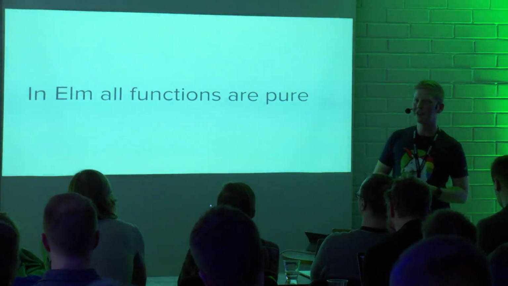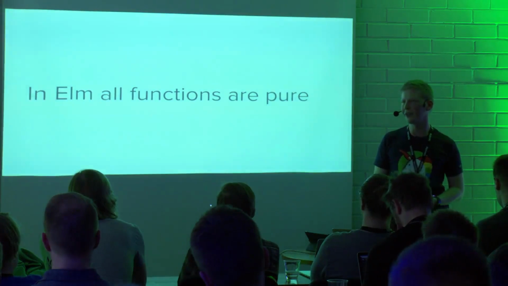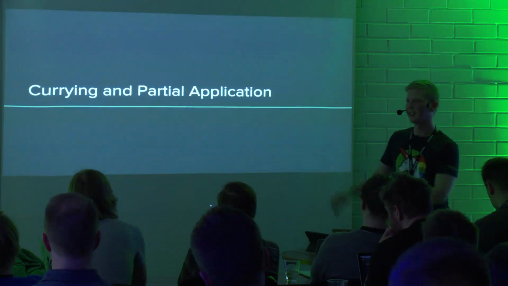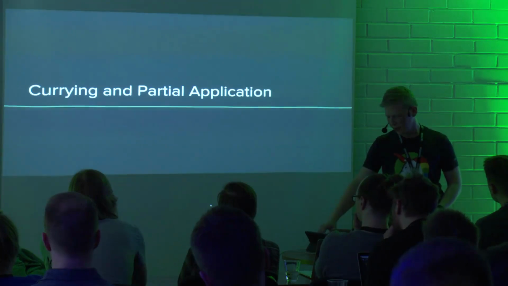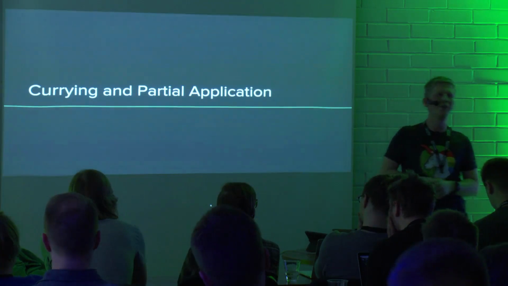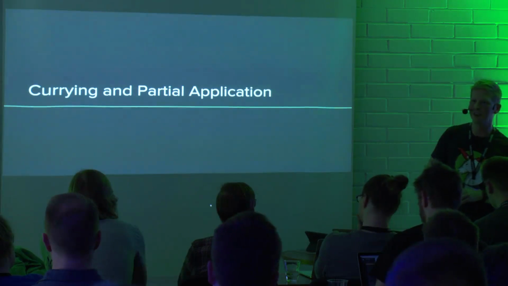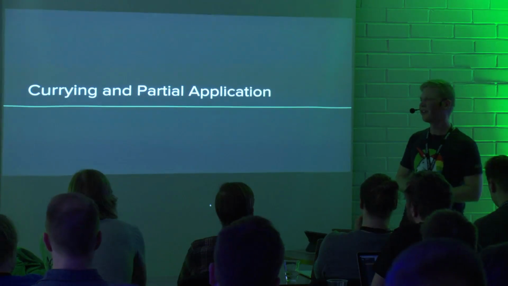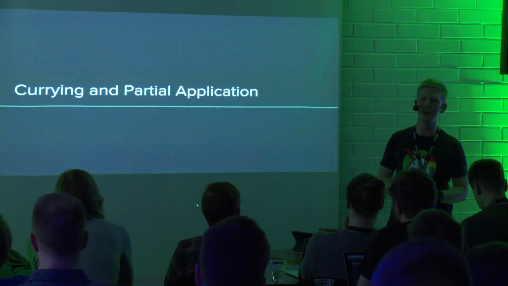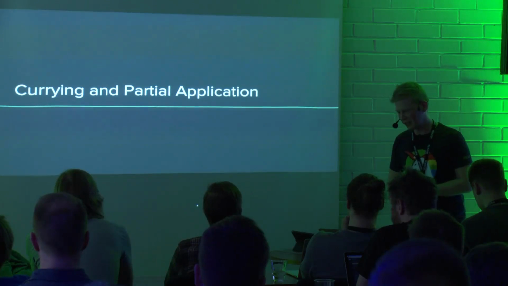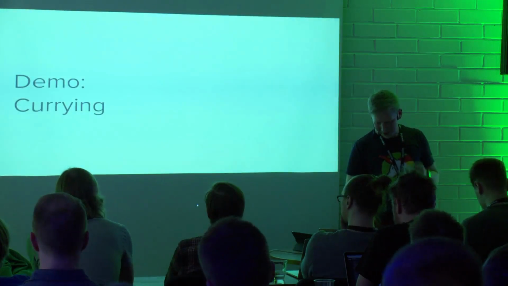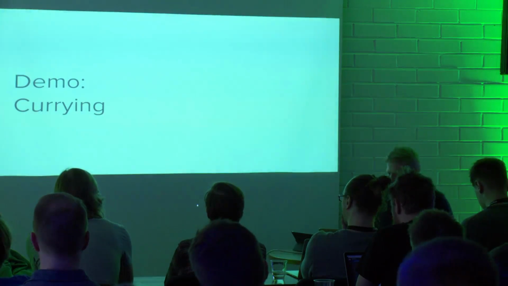In Elm, every single function is pure, and you can rely on that fact. You don't need to go inside it and see how it's done. A really nice part in functional programming is something called currying, or rather the use of it, which is called partial application. Sounds funny, but it's actually a really simple concept. So I'm going to show you a little demo about that.